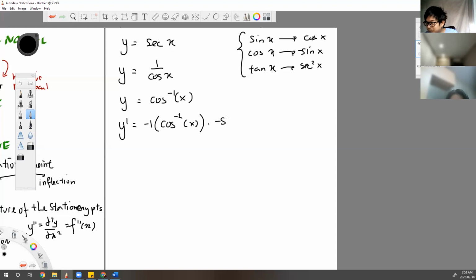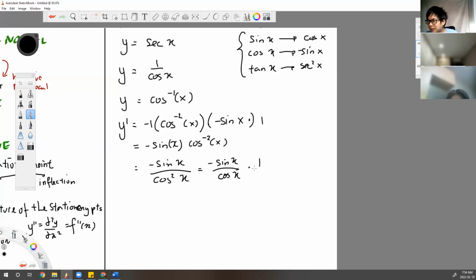Cos becomes negative sine, right? And then times by the inside, 1. There you go. So minus 1 times minus sine x times cos to the power of minus 2 x. Or if you want to go further, minus sine x over cos squared x. The negative is annihilated because it is moving from the numerator to the denominator. Or you can just write sine x over cos x times 1 over cos x, right? So negative tan x times secant x. No problem. Okay, it's quite simple.